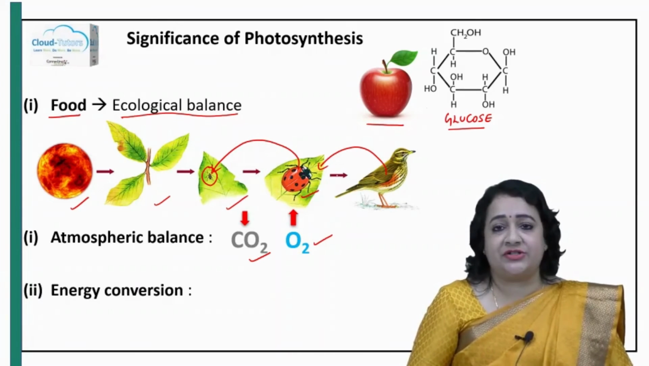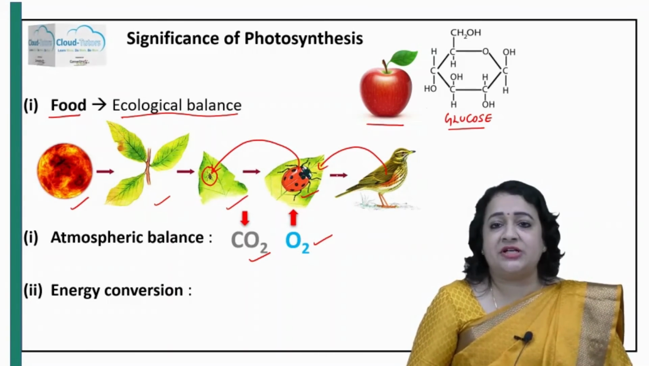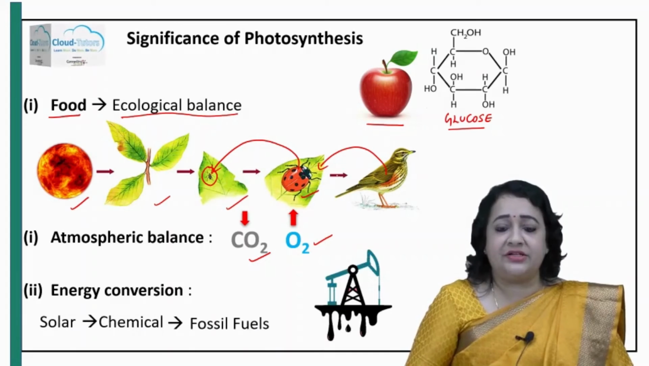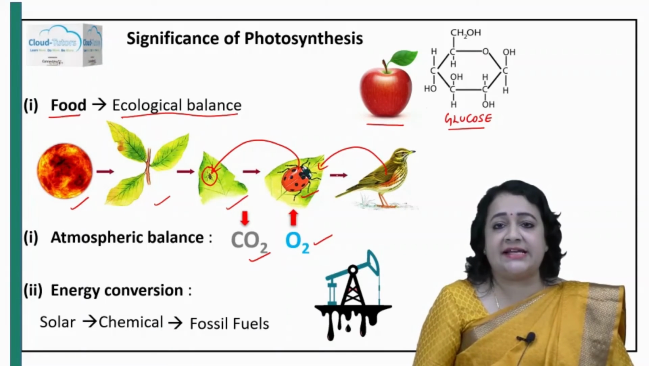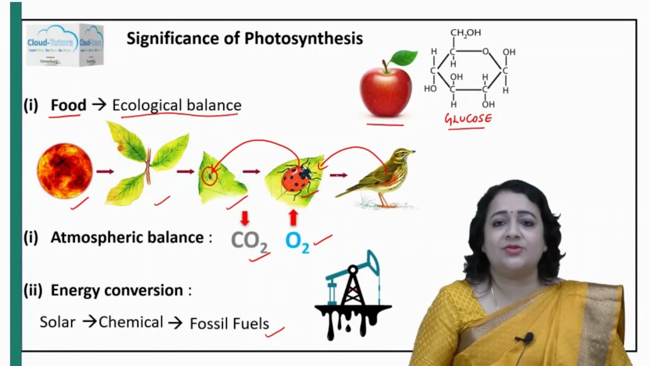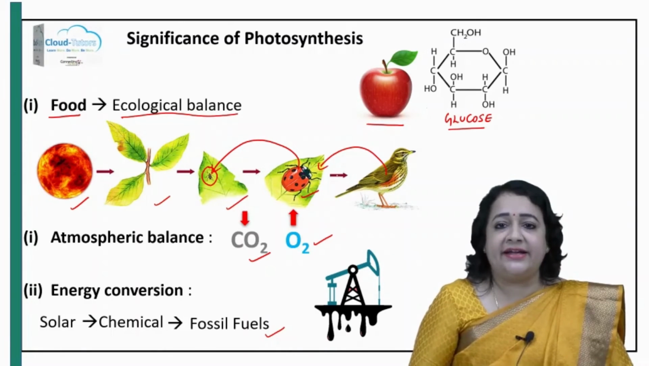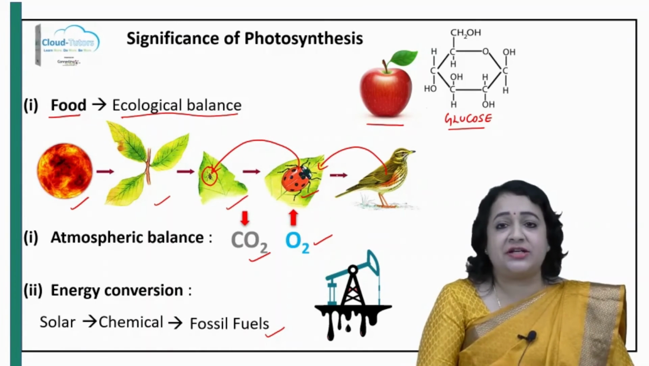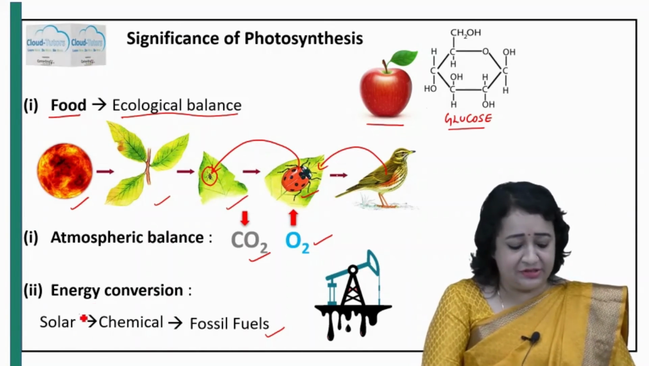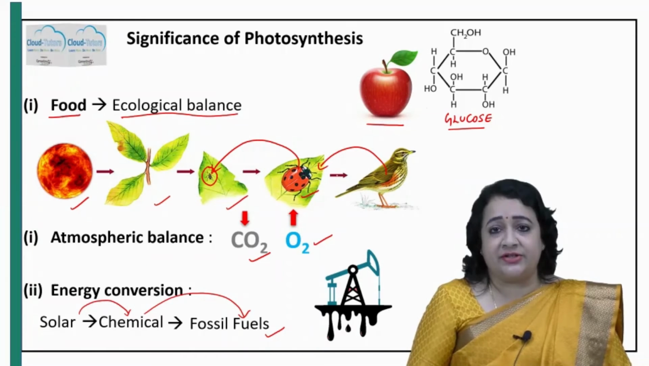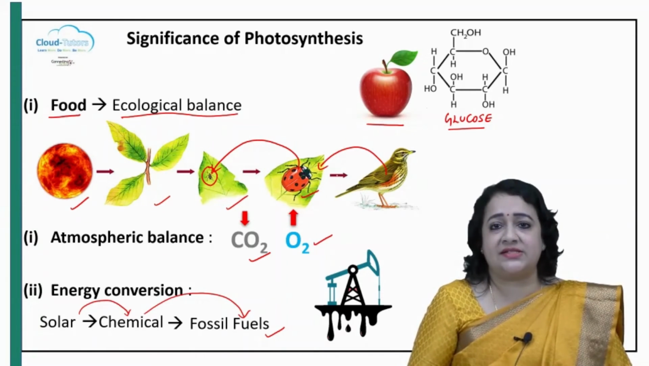Next is energy conversion. Because of photosynthesis, solar energy is converted into chemical energy. Then the chemical energy, that is ATP and NADPH, is converted into fossil fuels. When plants and animals die and decay, they are finally converted after millions of years into fossil fuel. So solar energy is converted into chemical energy, which is converted into fossil fuel. These are the significance of photosynthesis. This is why photosynthesis is very important for us.